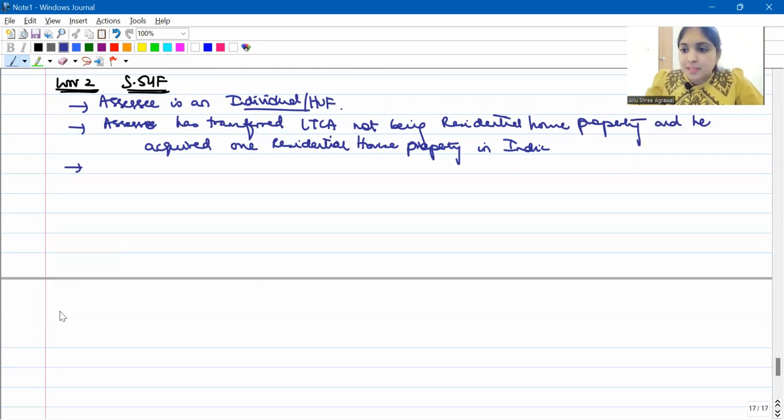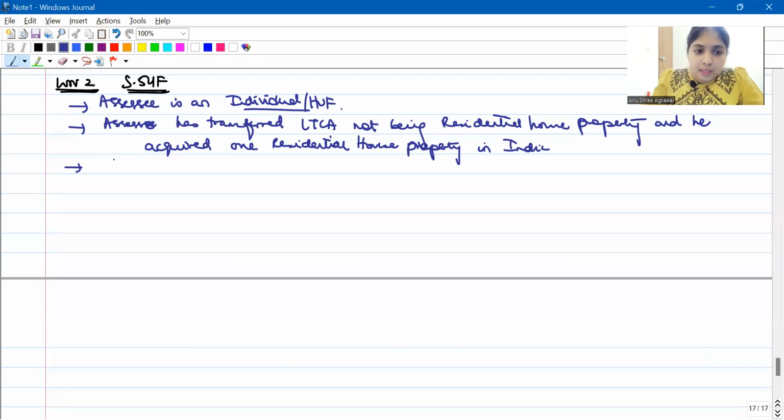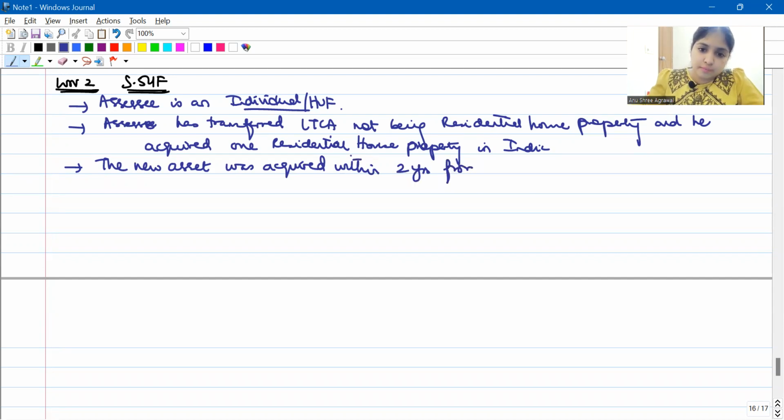Did he do that? See, when did the transfer happen? The transfer happened on 1st March 2023. And when did he acquire? On 1st May 2023. So in just a few months itself, he has done the purchase. So write down the new asset was acquired within 2 years from transfer.